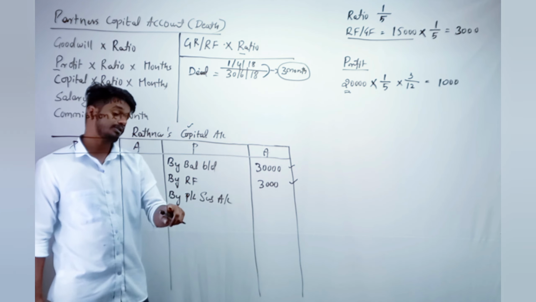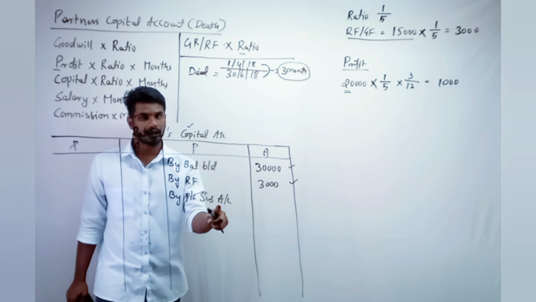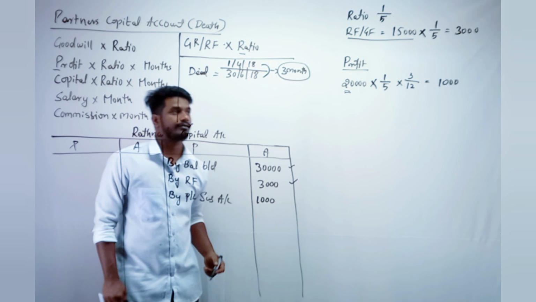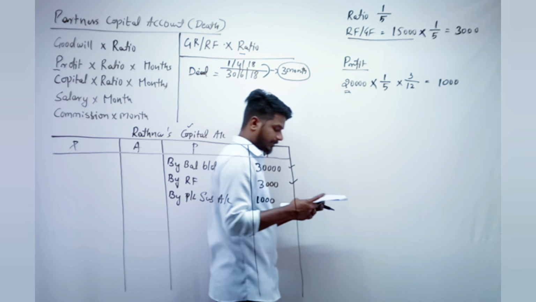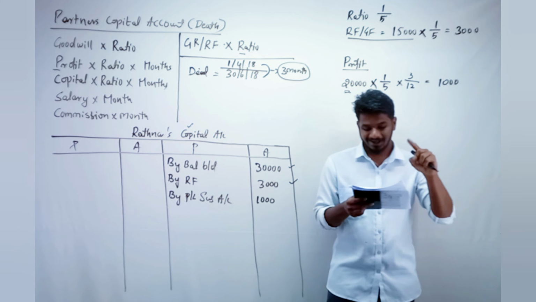How will we record it? By profit and loss suspense account. So how much will we record? 1,000 rupees. Correct. So what is the next thing in the adjustment? D. Her share of goodwill.